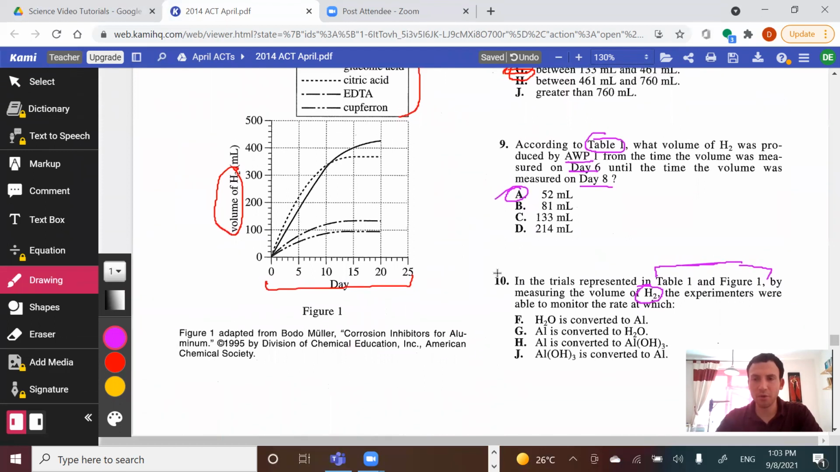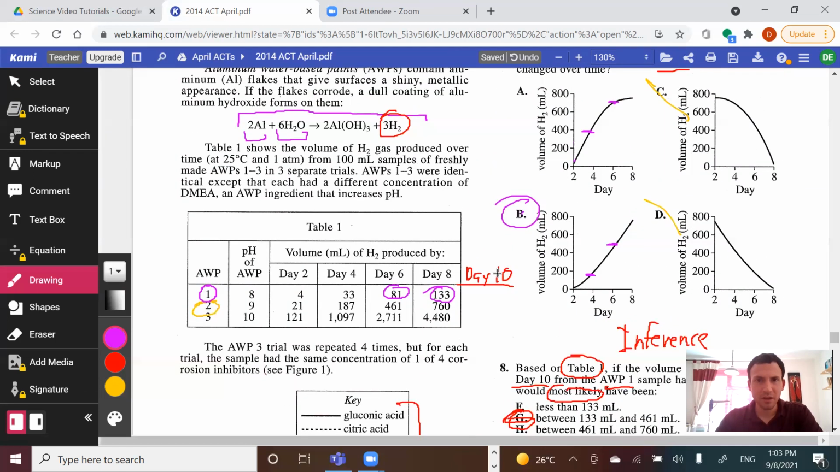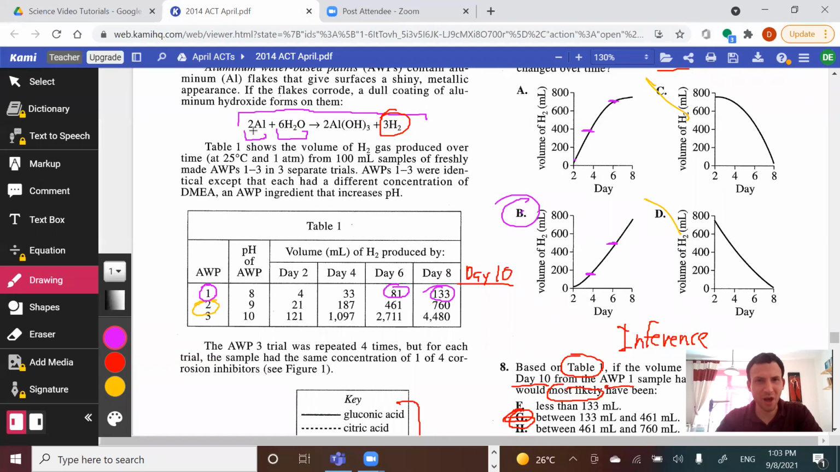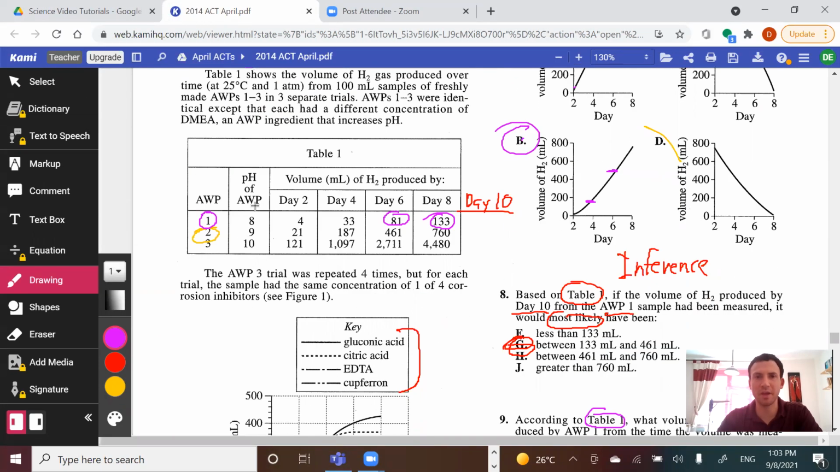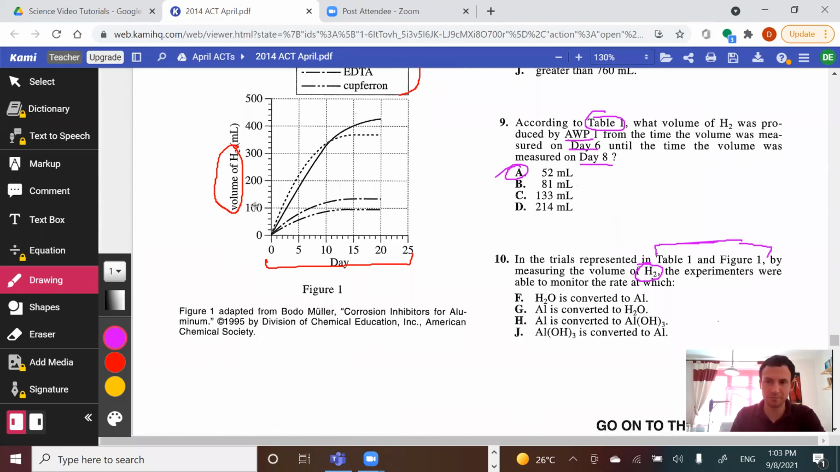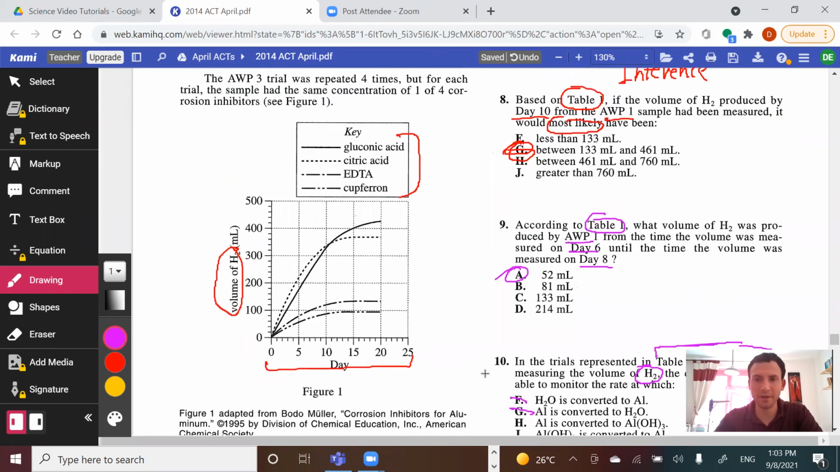How quickly H2O is converted to Al? Well, no, because Al is on the left side, not the right, and H2 isn't being converted to that. How quickly Al is converted to H2O? Nope, both of those are on the left side. How quickly Al is converted to AlOH3?